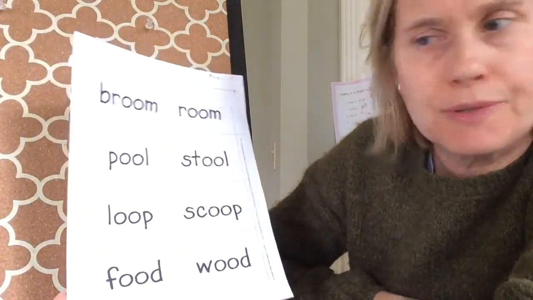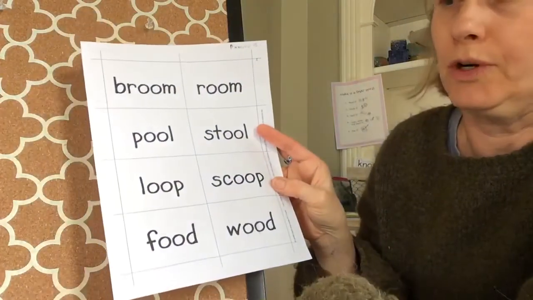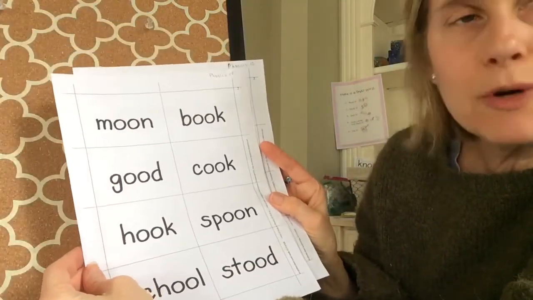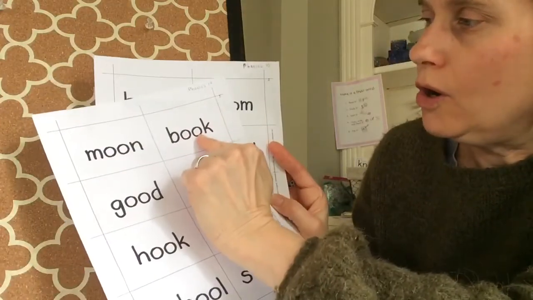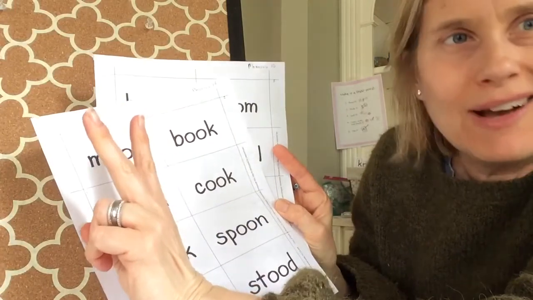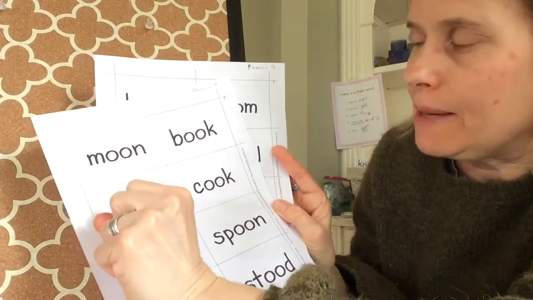Okay, so today we're going to be talking about the OO. If you've noticed all these words, did you notice that? What do you need to see about all these words? Every single one of these words has an OO in them. So today what we're going to learn is that OO can make 2 different sounds. And you know how English is, you guys. We keep getting all these exceptions, right?